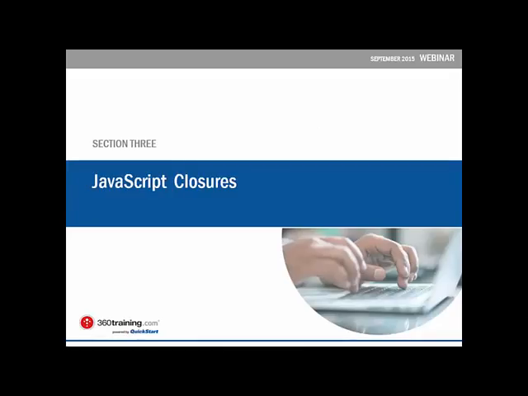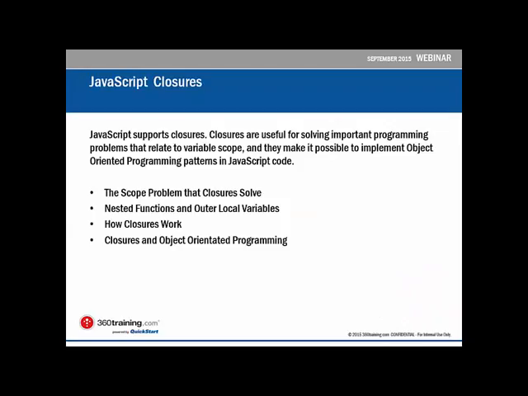Section 3. JavaScript Closures. JavaScript supports closures. Closures are a useful way of solving important programming problems that relate to variable scope, and they make it possible to implement object-oriented programming patterns in JavaScript code. We'll take a look at the scope problem that closures solve, nested functions and outer local variables, how closures work, and then we'll take a look at closures and object-oriented programming techniques.